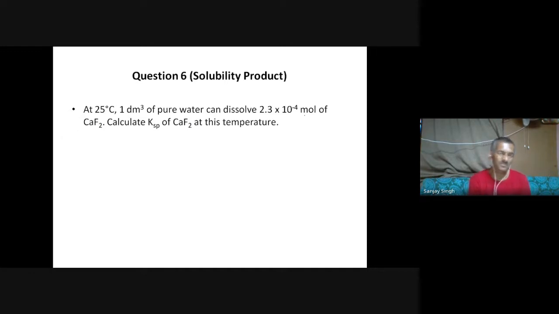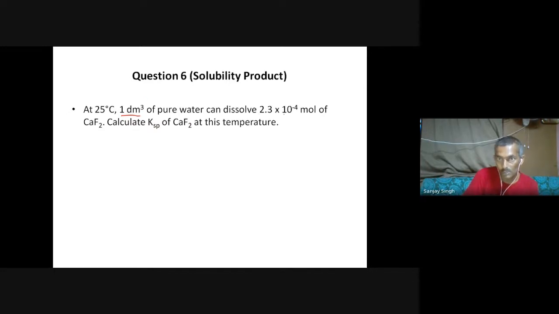Okay, so look at the question. How do you define the value for Ksp? What is the first thing to do? The first thing to do is to find the concentration of your calcium fluoride, and then you need to write down the dissociation equation. Then you can find the concentration of your calcium ions and fluoride ions. Then you need to put in the Ksp expression to find the value for the Ksp. Remember that this is dissolved in 1 dm cubed, which is the same as 1 liter of water.